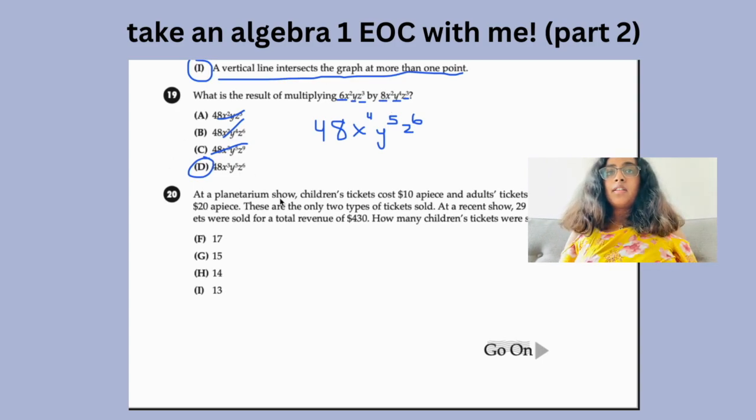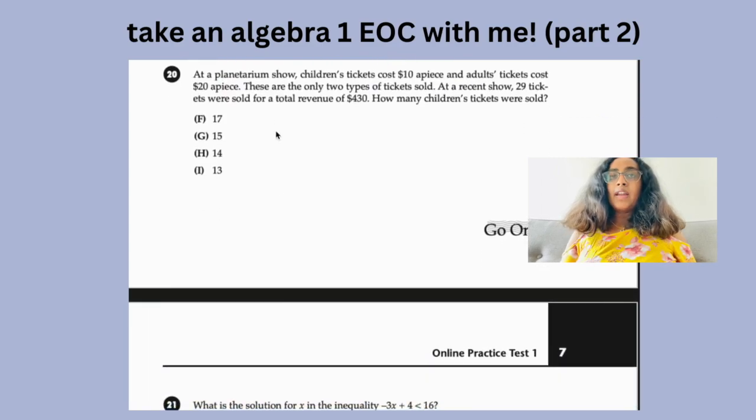Next. At a planetarium show, children's tickets cost $10 and adults' tickets cost $20 apiece. There are only 2 types of tickets sold. At a recent show, 29 tickets were sold for a total revenue of $430. How many tickets were sold? Okay, so let's use x to represent a children's ticket, and then y to represent adult.